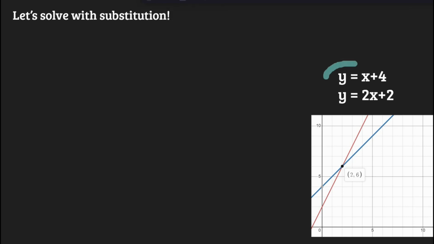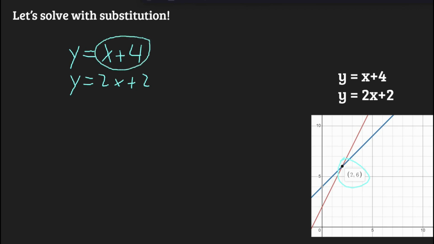So I'll write the equations like I did with the elimination demonstration. So we have y is equal to x plus 4, and then we have y is equal to 2x plus 2. Now what I'll do here, since I know that the y's are the same and the x's are the same, I can substitute in this x plus 4 for this y here, because I know it's equivalent. So what I'll get is x plus 4 is equal to 2x plus 2.